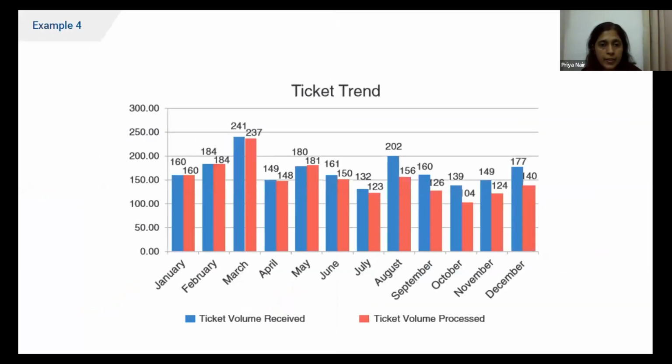This is a ticket trend where the information technology team has plotted the tickets which they receive and the volume of tickets that they process. And if you look at the trend, the volume that is processed is diminishing over here. I guess from January to July, they are pretty okay. They're doing well, but from August onwards, the trend is they are not able to keep up with the ticket volume received.